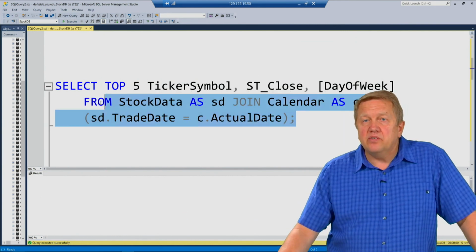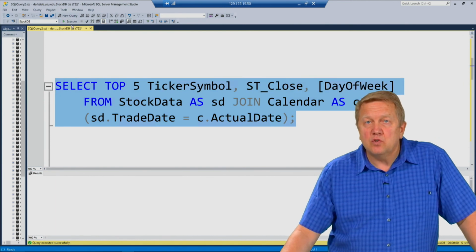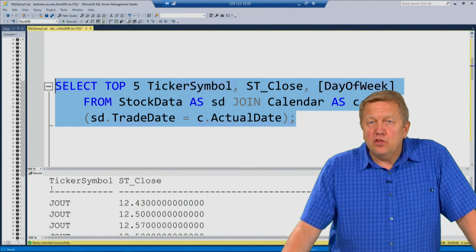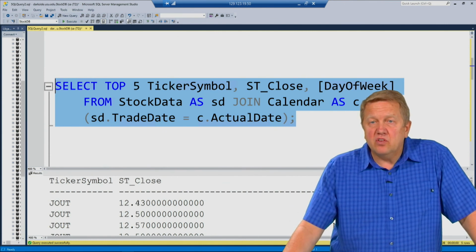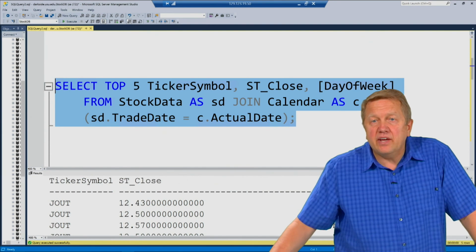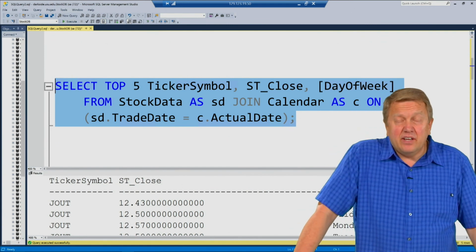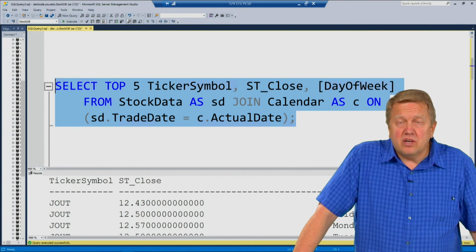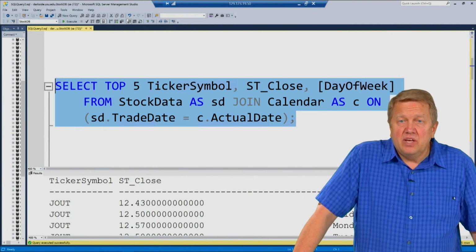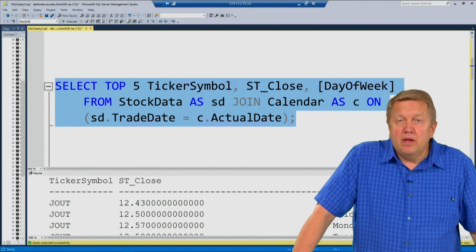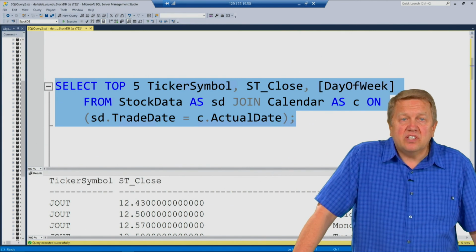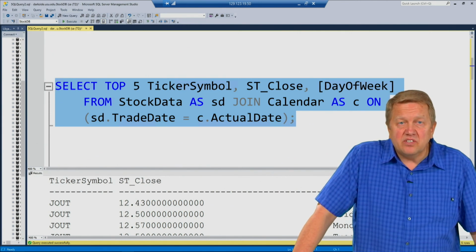So we run this, and you'll notice that we're returning a ticker symbol, the closing price, and the day of week. Again, it's really important to note that we had a single common column, and we are getting data from two tables. Perhaps the most used and the most important construct in all of SQL is a join.